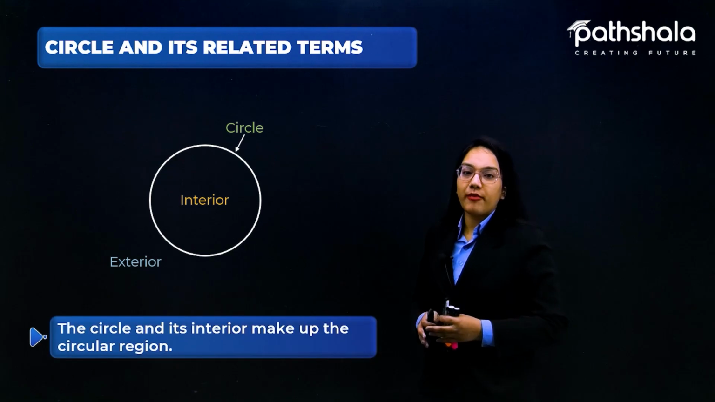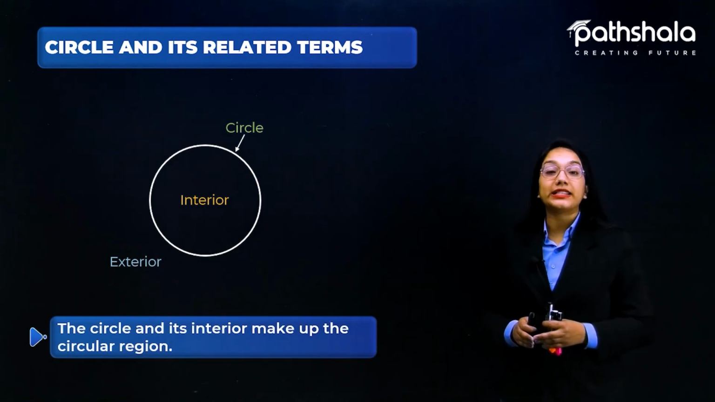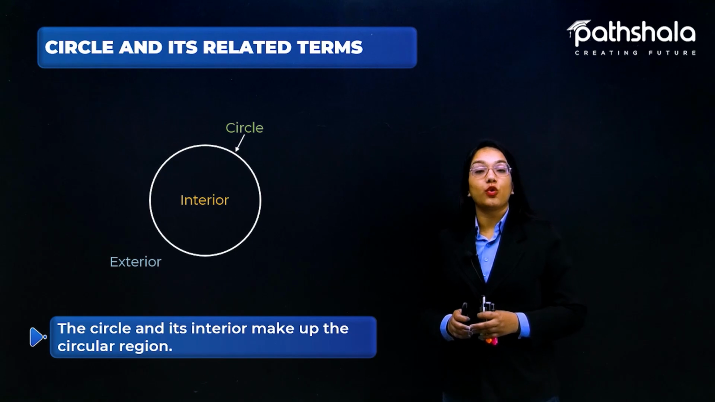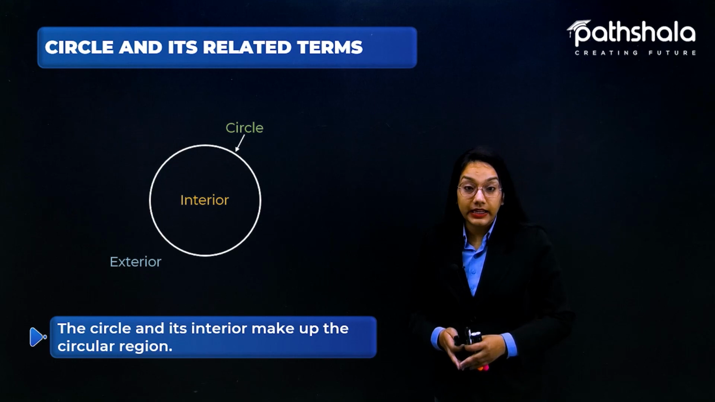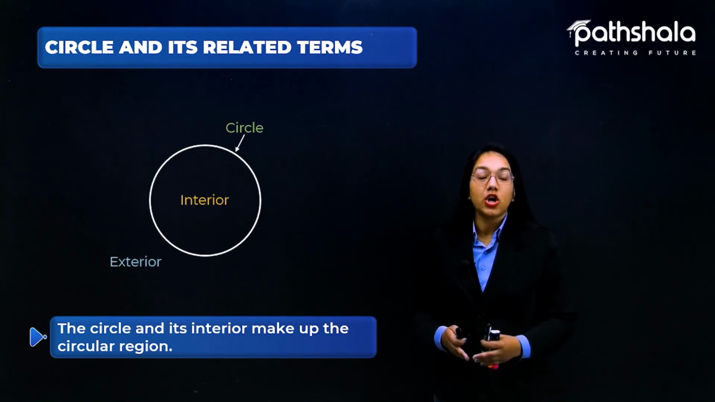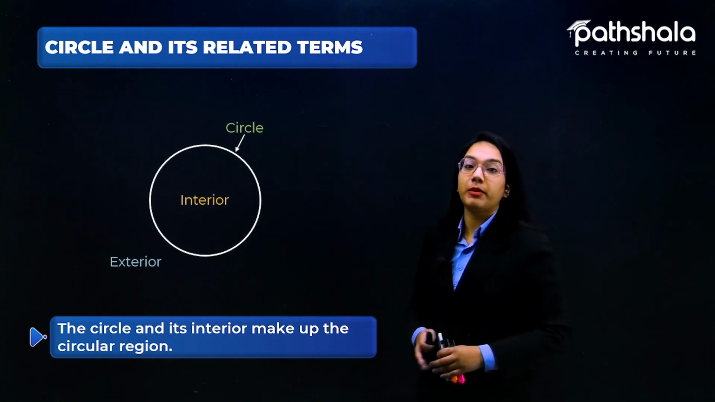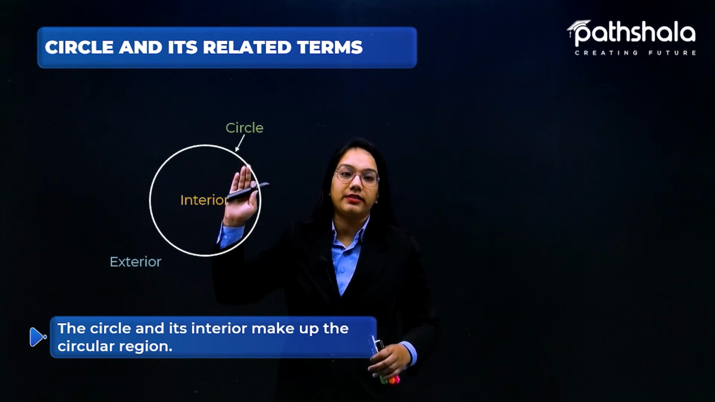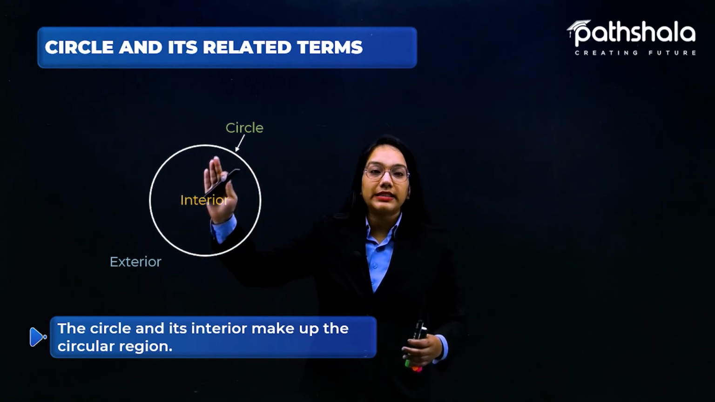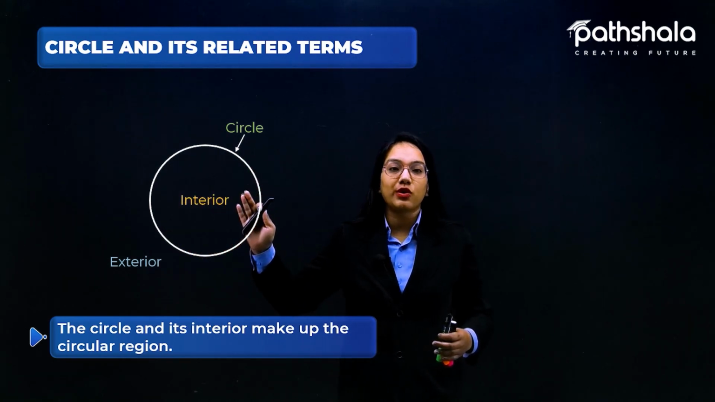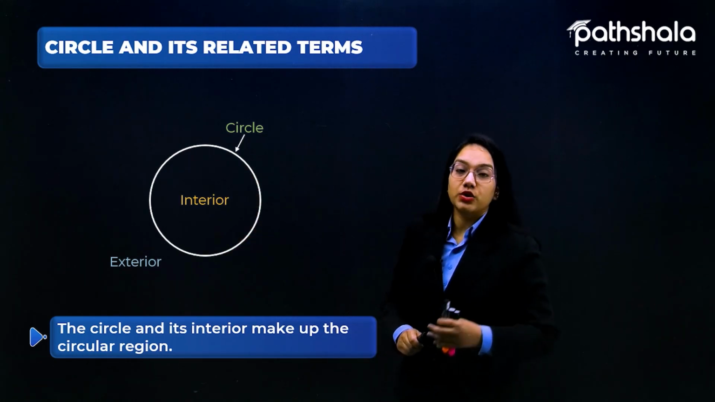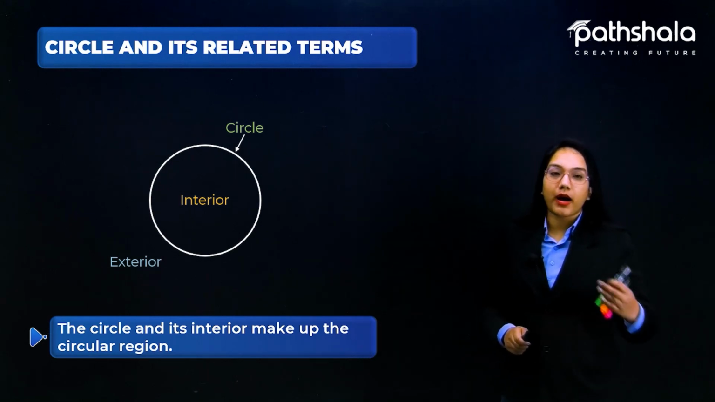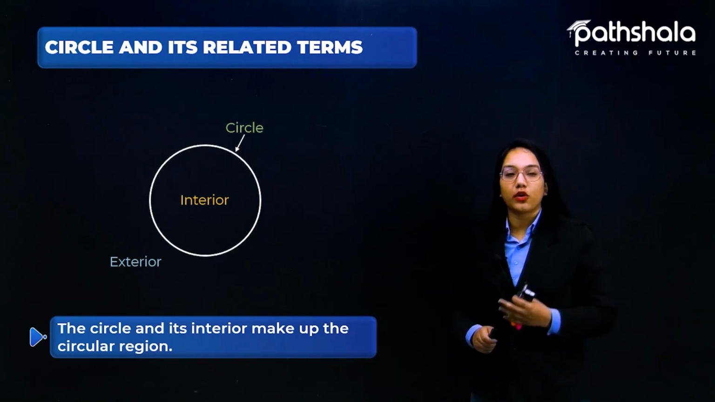Now suppose I am further talking about the circle and its interior. There is a very special note related to the circle and its interior, which says that the circle and its interior make up the circular region. So the circular region is actually formed by the interior and the circle itself. You can see by yourself that this is the whole circular region, which is formed by two parts: the circle and the interior. So this is all about the three parts which are formed when a circle is drawn on a particular plane.